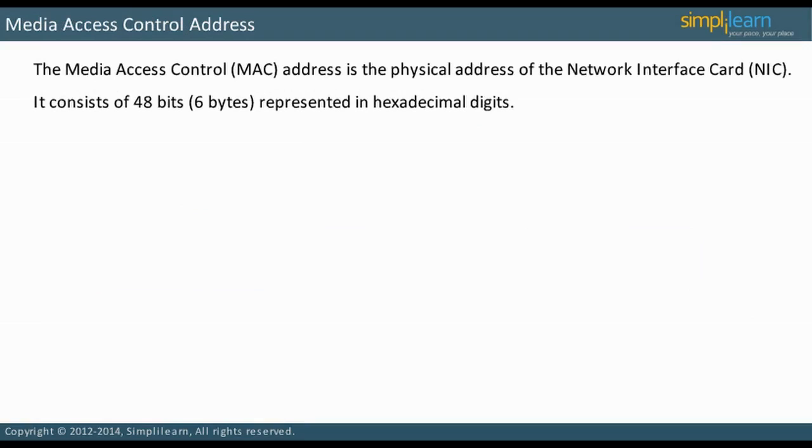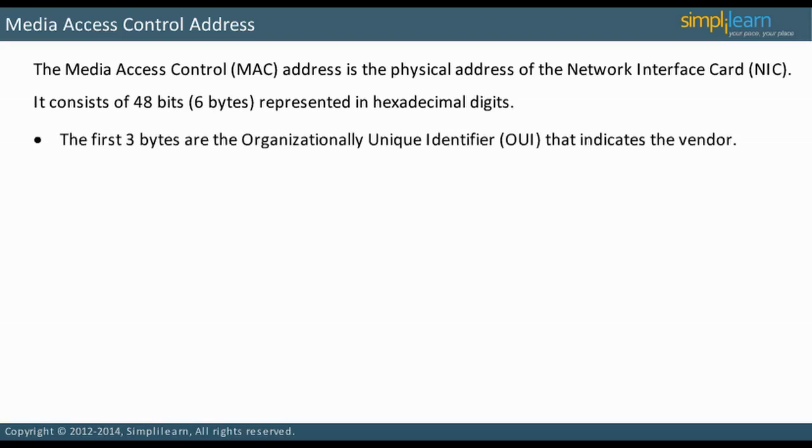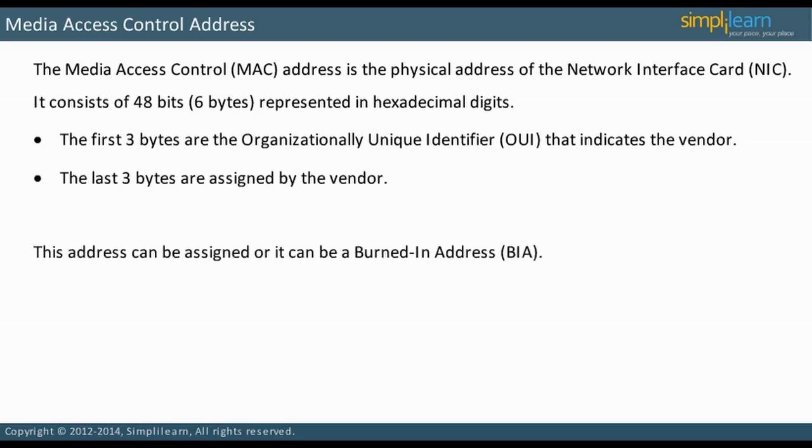The Media Access Control MAC address is the physical address of the Network Interface Card, NIC. It consists of 48 bits, 6 bytes, represented in hexadecimal digits. The first 3 bytes are the Organizationally Unique Identifier, OUI, that indicates the vendor. The last 3 bytes are assigned by the vendor. This address can be assigned, or it can be a burned-in address, BIA. A BIA is globally unique. There are no other NICs with this MAC address. We will discuss Ethernet frames in the next slide.